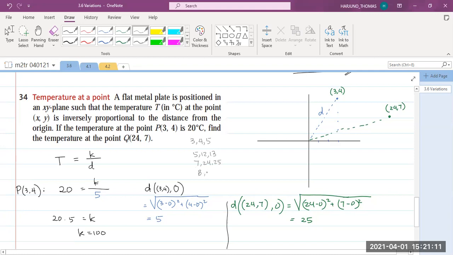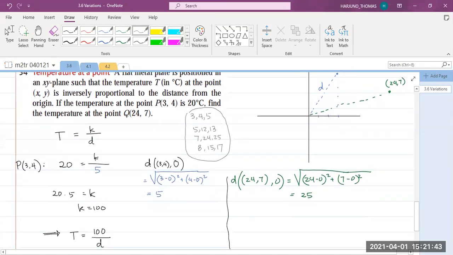8, 15, 17. In fact, these are the most commonly used Pythagorean triplets. Now we will get to these Pythagorean triplets even more once we start chapter 5 or chapter 6 when we do trigonometry.